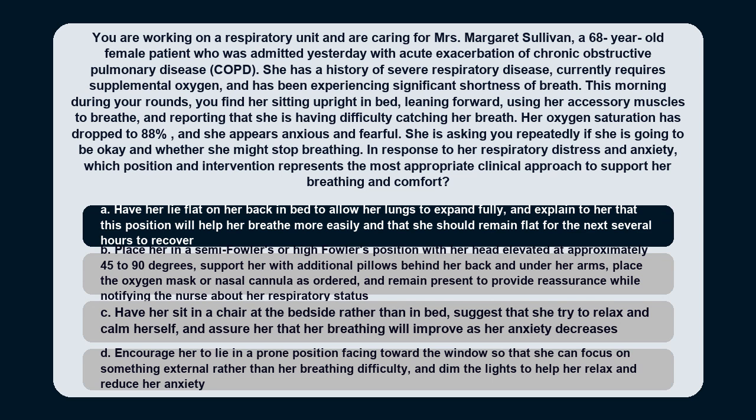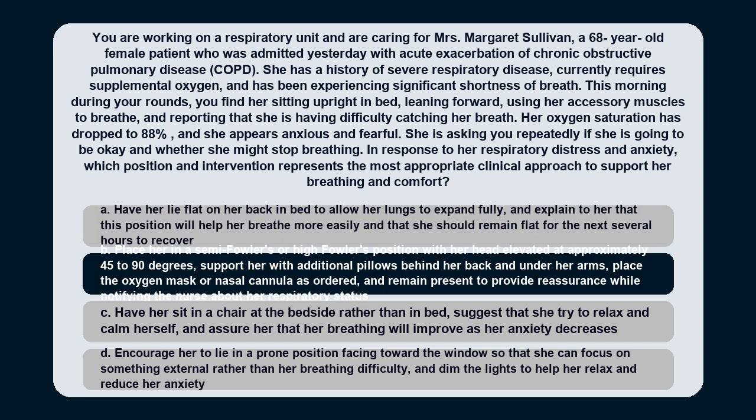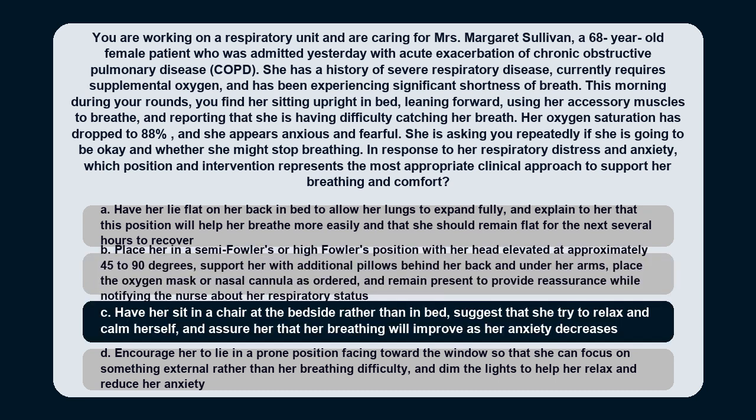Have her lie flat on her back in bed to allow her lungs to expand fully, and explain to her that this position will help her breathe more easily and that she should remain flat for the next several hours to recover. Option B. Place her in a semi-Fowler's or high Fowler's position with her head elevated at approximately 45 to 90 degrees. Support her with additional pillows behind her back and under her arms. Place the oxygen mask or nasal cannula as ordered, and remain present to provide reassurance while notifying the nurse about her respiratory status. Option C.